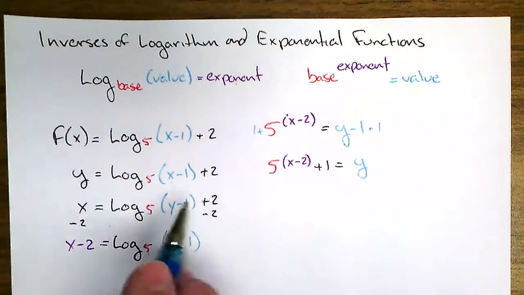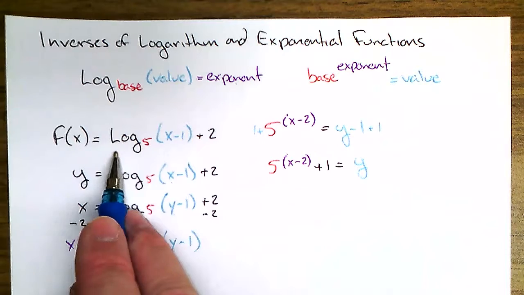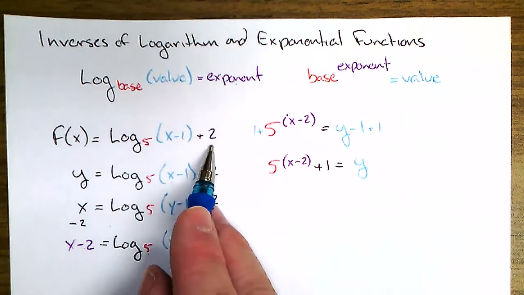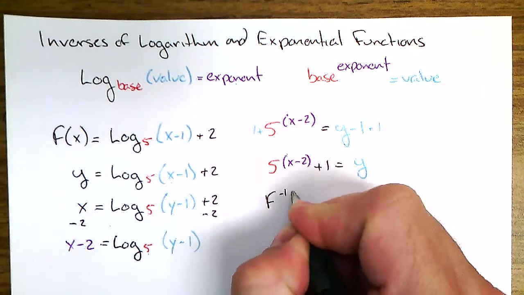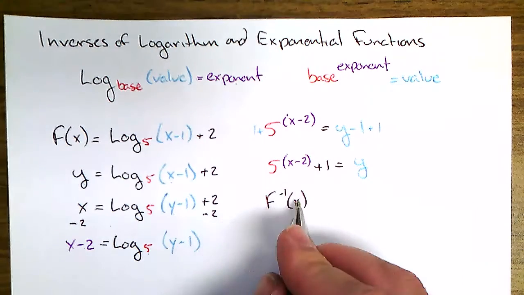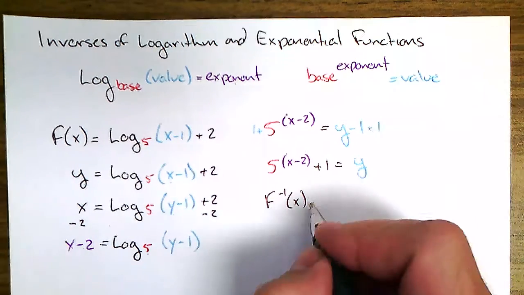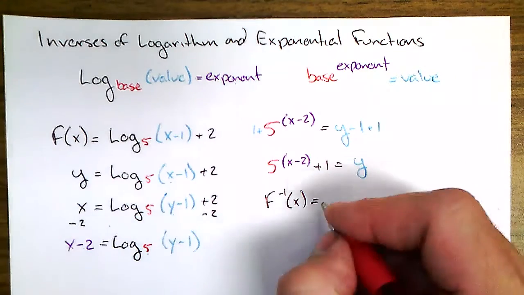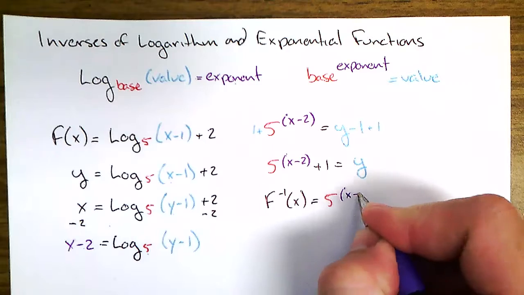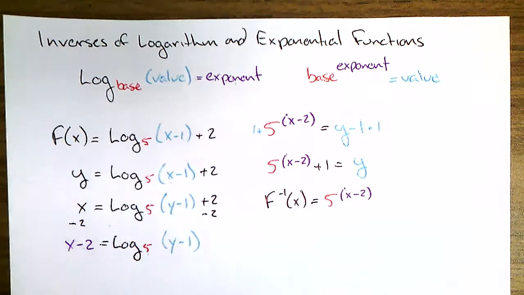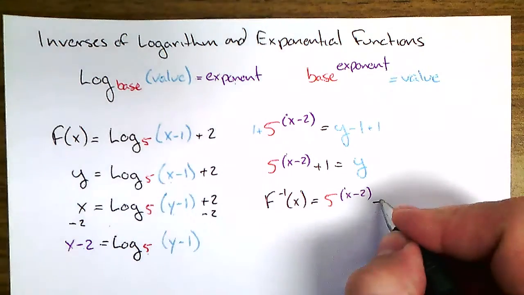And there we go. So if f of x equals log base 5 of (x minus 1) plus 2, then the inverse, f negative 1 of x, equals 5 to the x minus 2, plus 1.